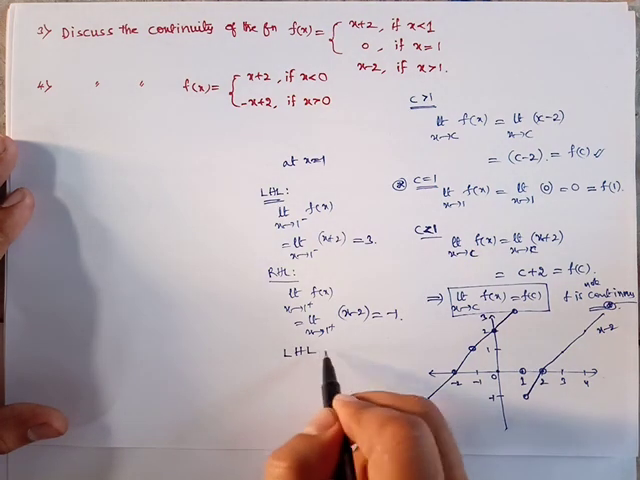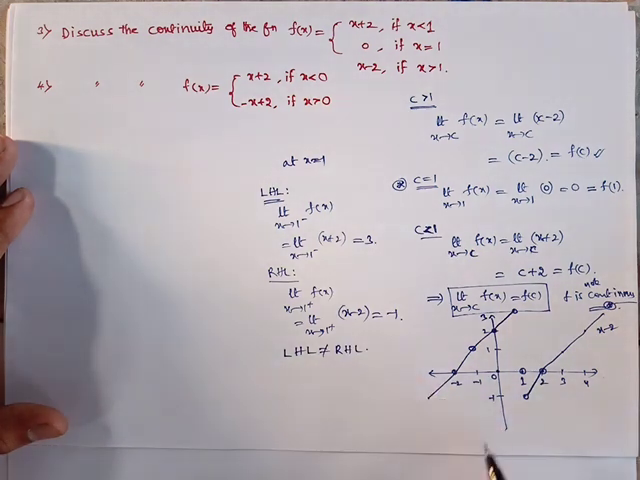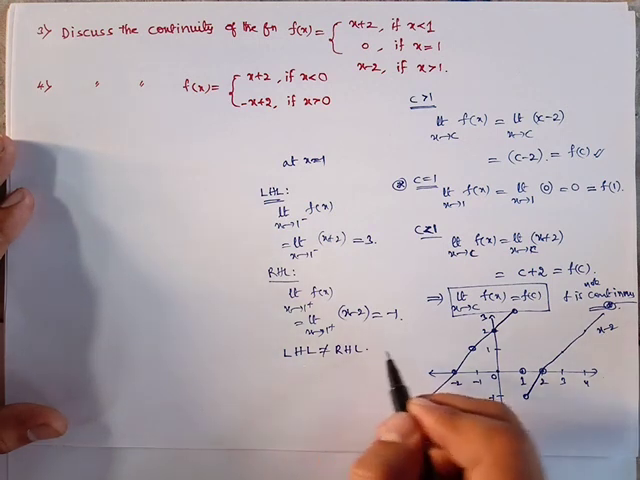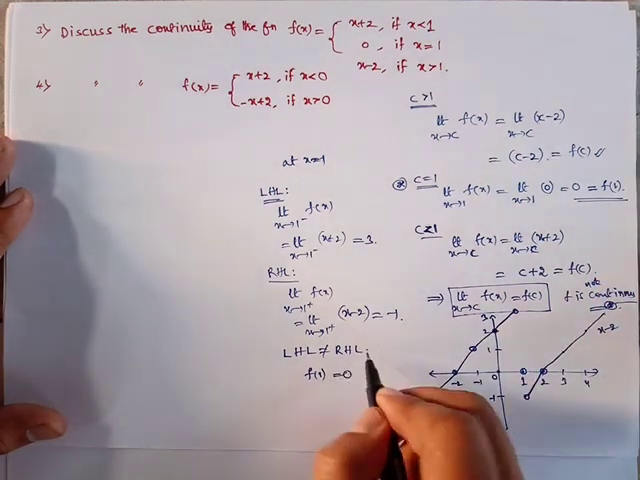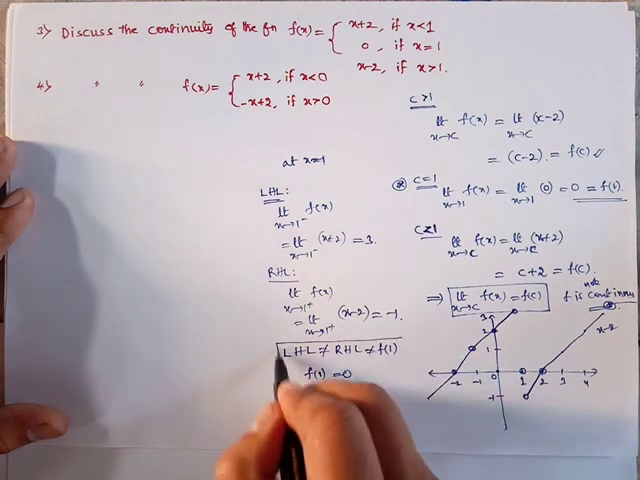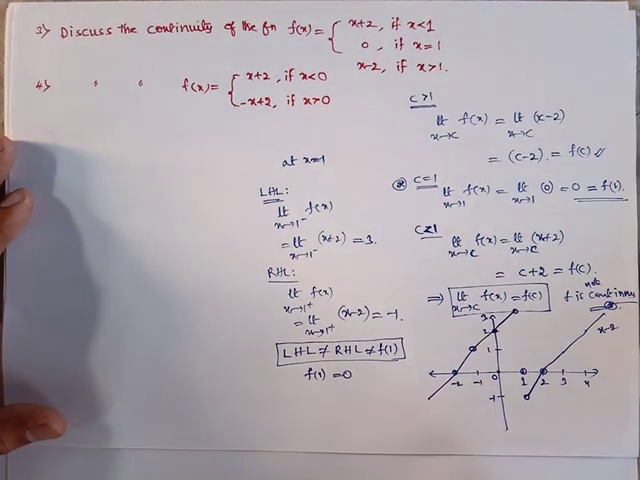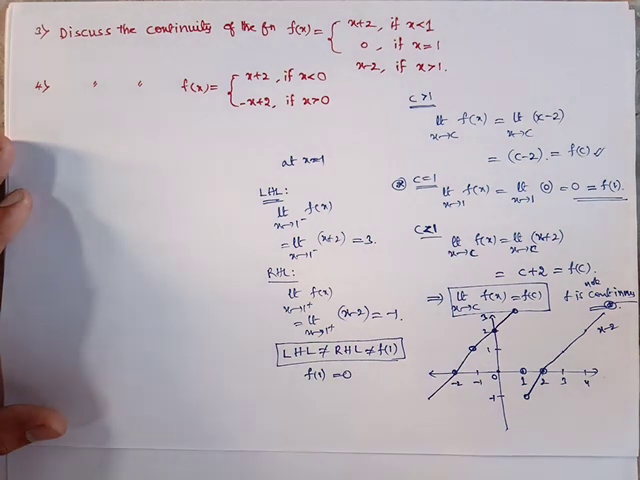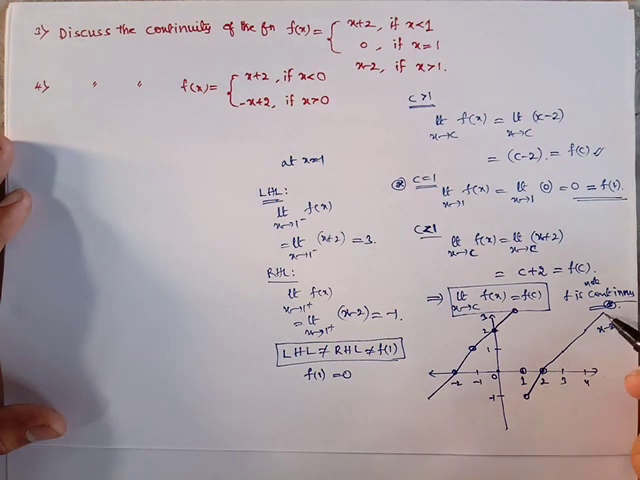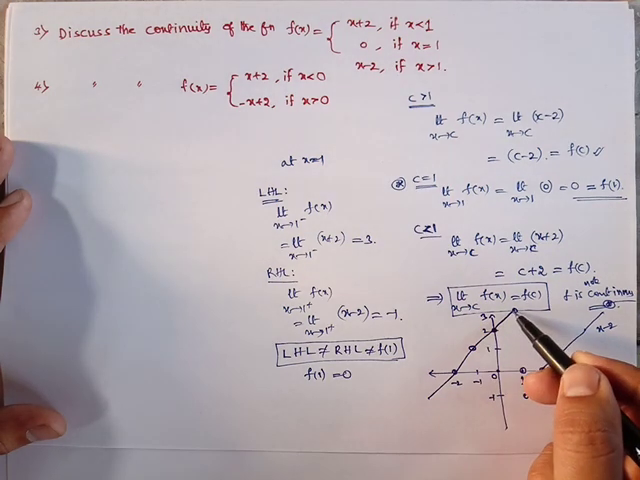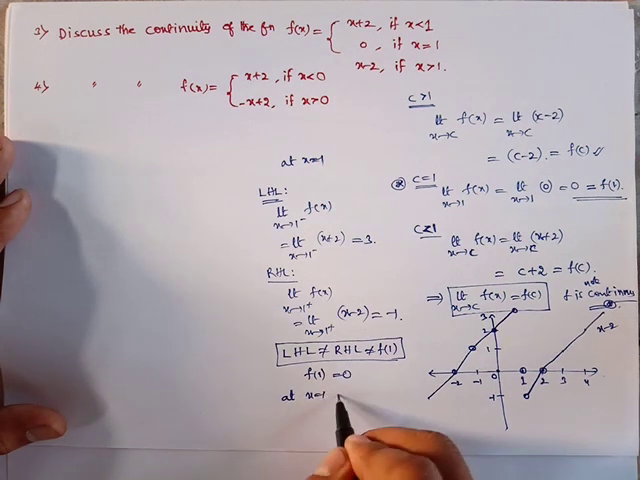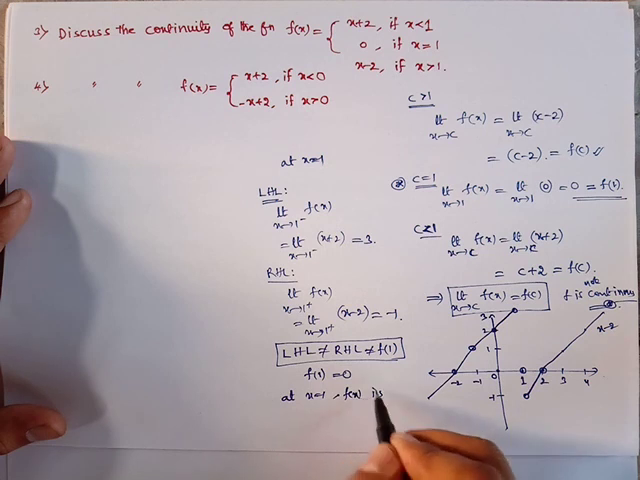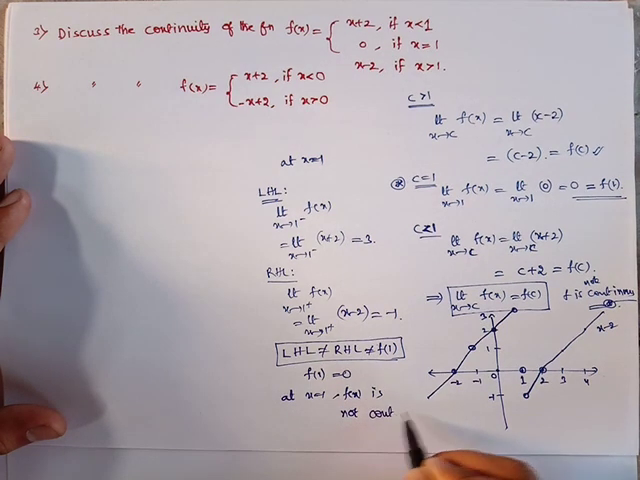Now both LHL and RHL are not equal, so just keep it aside. And what is your f of 1? f of 1 is equal to 0, so it is not equal to f of 1 also. So LHL is not equal to RHL is not equal to f of 1. It is continuous in the case x greater than 1, it is continuous in the case x less than 1, but it is not continuous at x is equal to 1. So at x is equal to 1, f of x is not continuous.